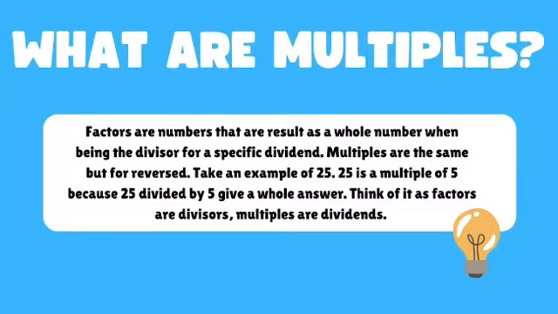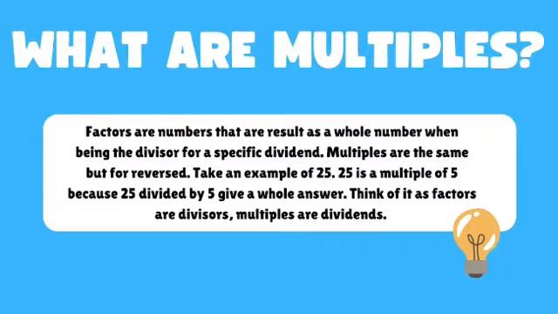In the previous episode, we did factors, and those are numbers that result as a whole number when being the divisor for a specific dividend. So I will just take the example 100 divided by 5, 5 being the divisor, and it was a factor of 100 because 100 divided by 5 gives you 20. So 20 is a whole number, so 5 is a factor of 100, and that's what we did in the previous episode. But in this episode we are doing multiples, and they are basically the same but they are reversed. Factors were divisors, multiples are dividends.